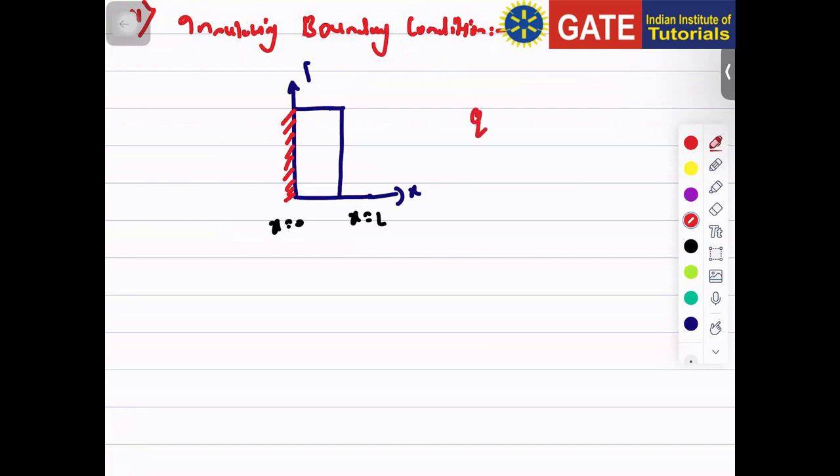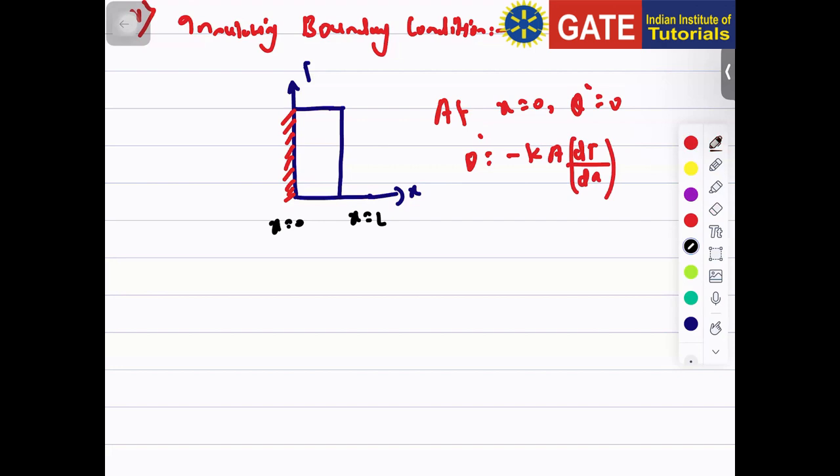So I can write at x equals 0, q dot equals 0. And what is q dot? Q dot equals minus kA dT by dx, right? Since k cannot be 0 and area cannot be 0, this has to be 0, right? If it is 0, that equals minus kA and dT by dx. So k cannot be 0, A cannot be 0, so only this has to be 0.